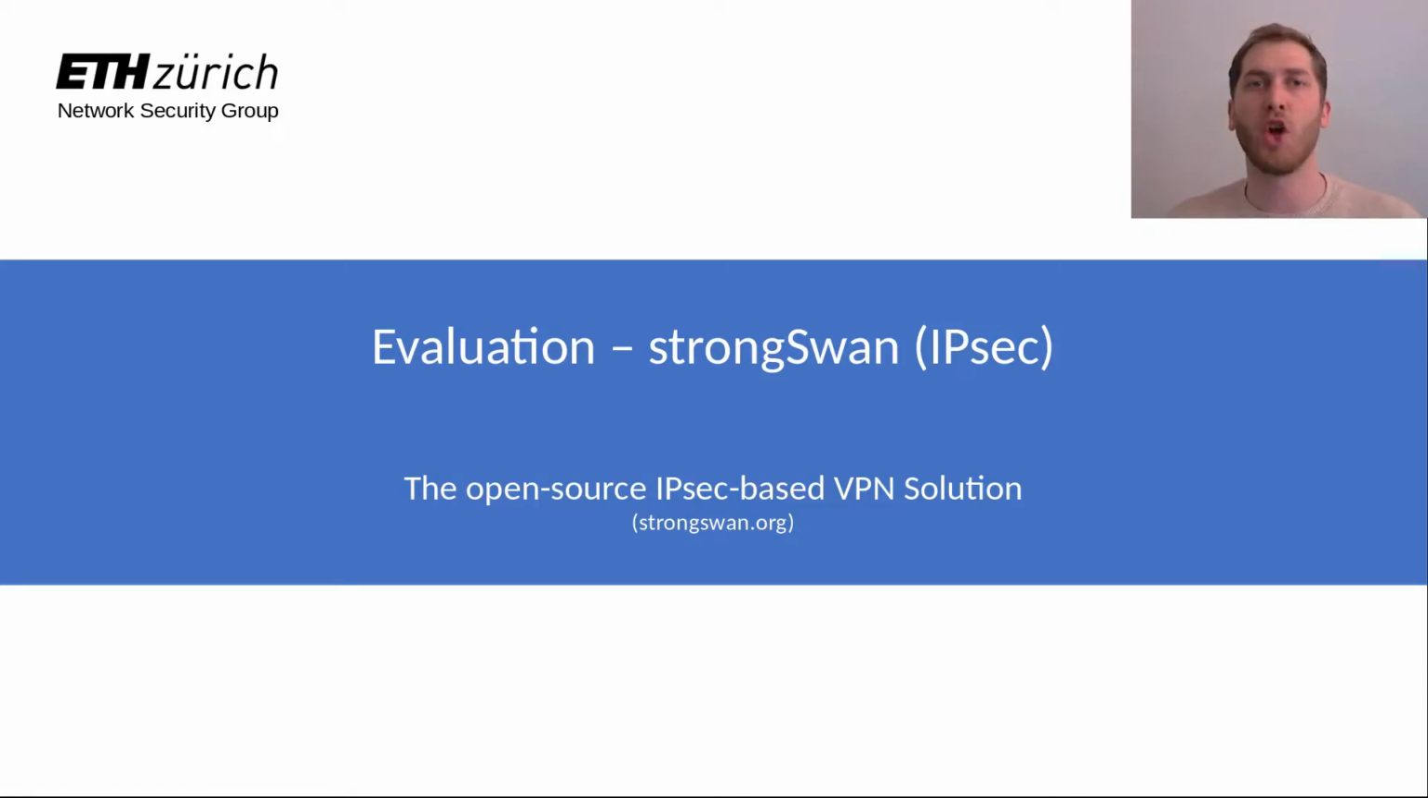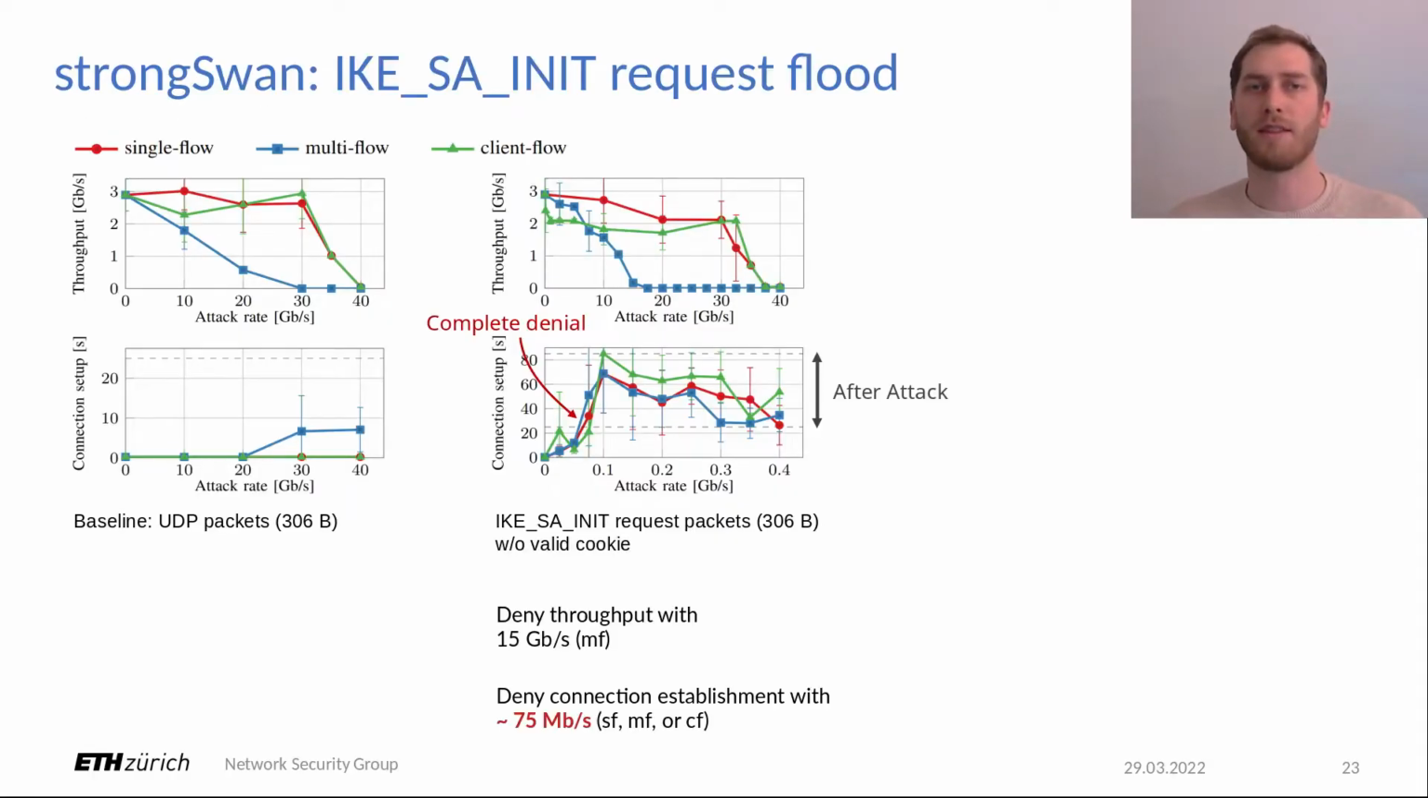Coming now to the evaluation of the IPsec based strongSwan implementation. When we flood the server with initiation requests, we see that an already established connection cannot be that easily denied. On the other hand, connection establishment is denied with about 75 megabits per second of attack traffic, independently of the flow configuration.